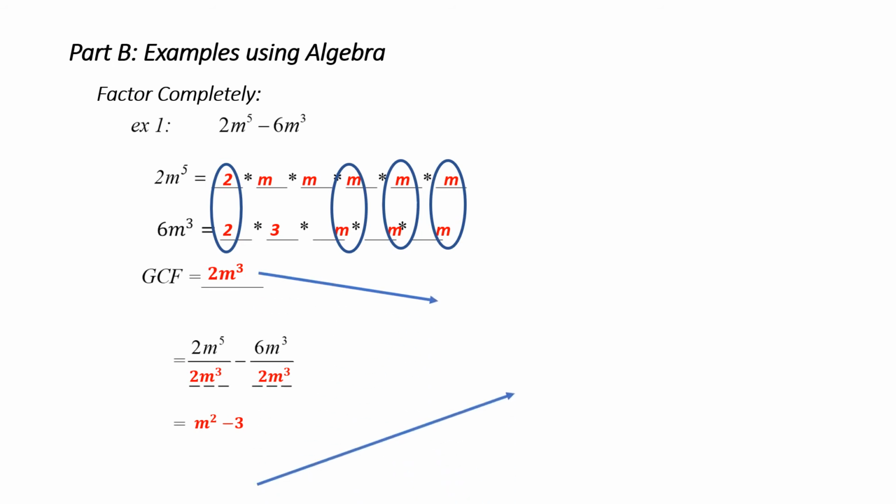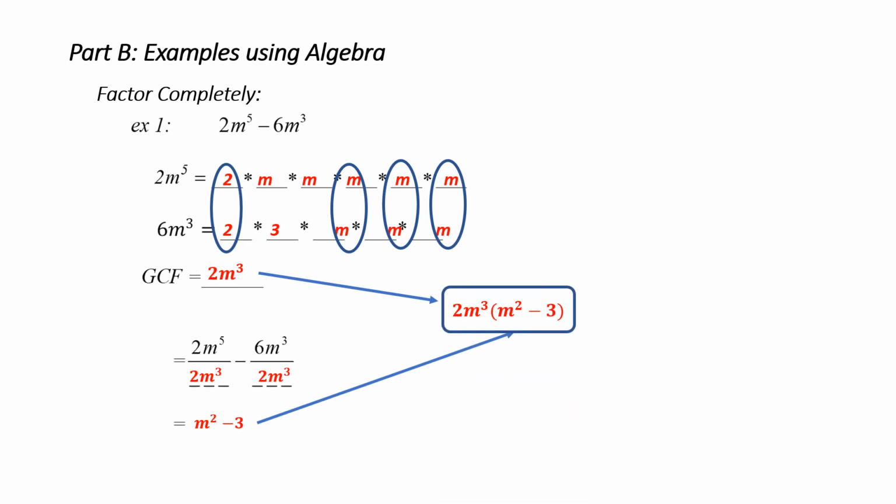Finally, I need to put my factors together. So my greatest common factor is 2m cubed, and my other factor that I've just found out by dividing is m squared minus 3. There's my final answer. All right, why don't you try the next one and I will do it in a minute.